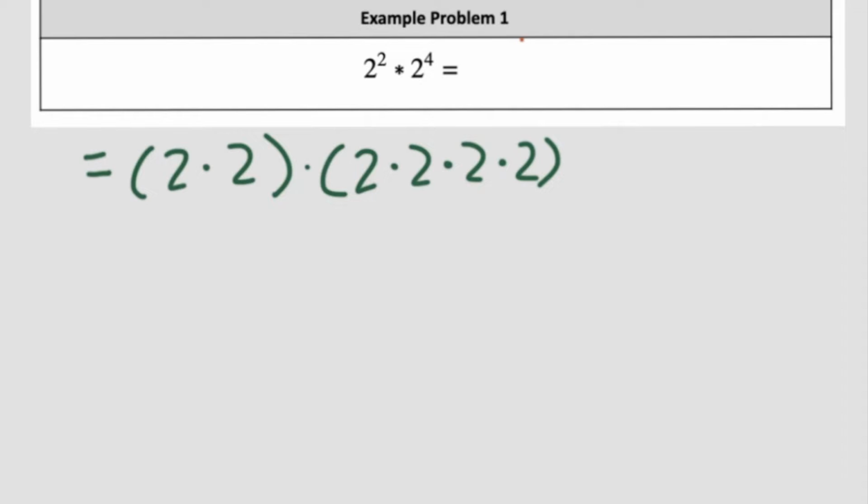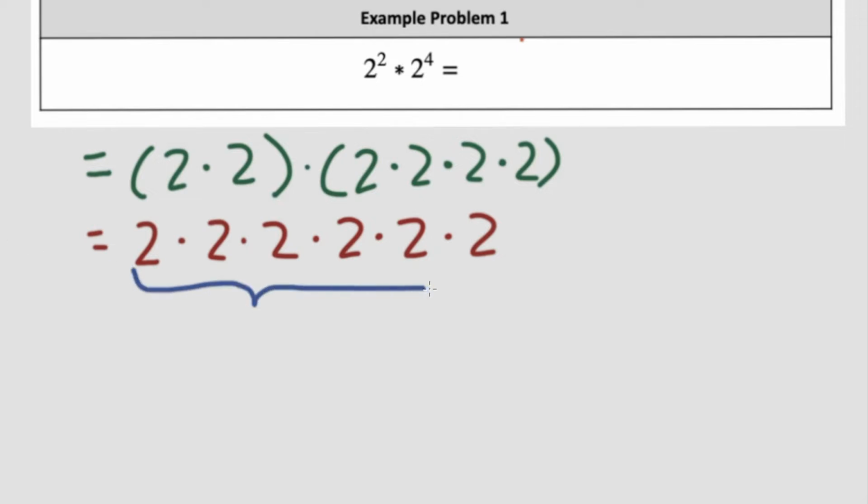Now, I wrote the parentheses in green to show which ones are which, but I actually don't need them because we're multiplying the whole way through. That's why I'm writing 2 times 2 times 2 times 2 times 2 times 2 in red this time, without parentheses to show that they're all the same thing.